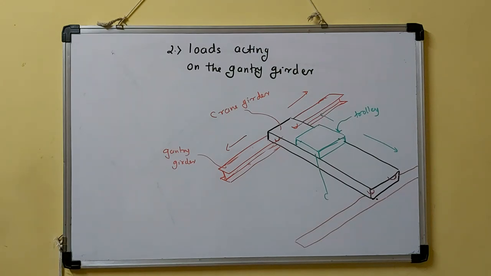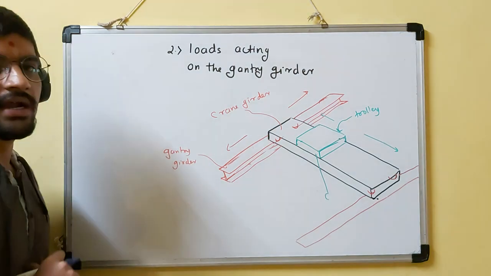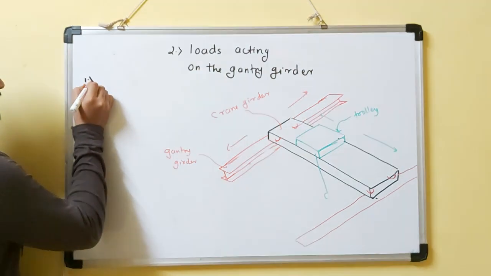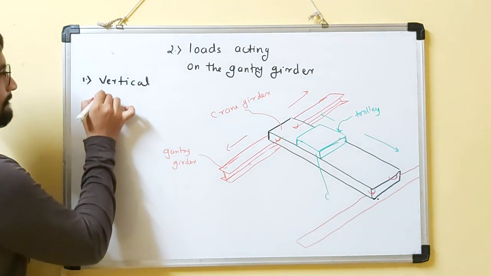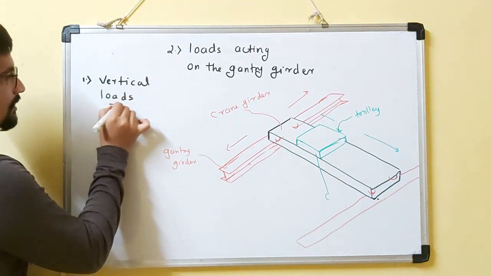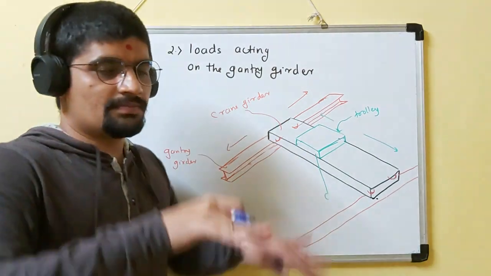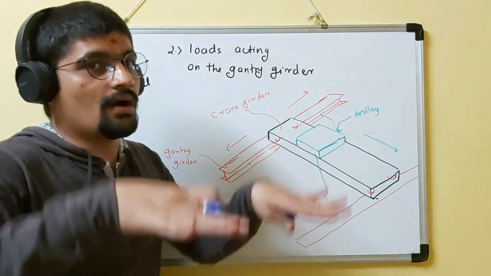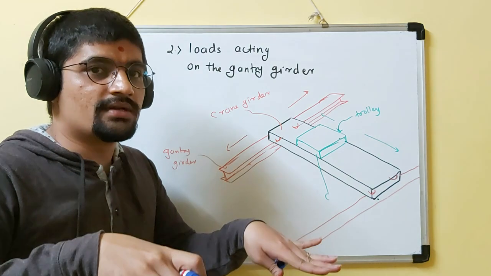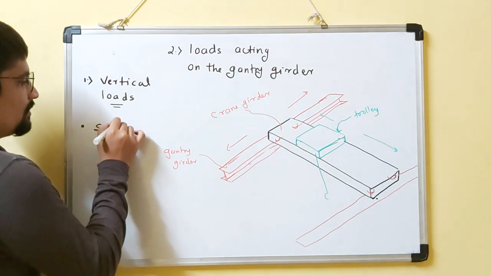Now the topic is loads acting on the gantry girder. There are four types of load acting on the gantry girder. First of all, we will see the vertical loads. Which are the vertical loads occurring on the gantry girder? The crane is placed on the gantry girder, so the crane will apply a vertical load on the gantry girder. It is known as the self weight of the crane girder. So the first load will be the self weight of the crane girder.